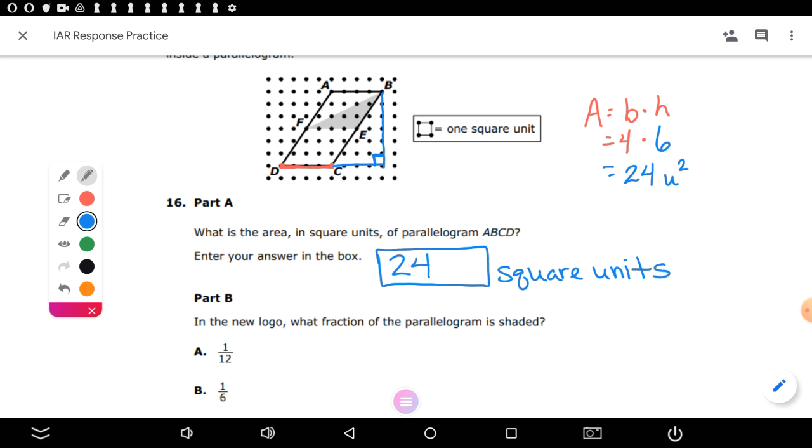I've noticed when I give you online stuff, a lot of people type in 24 square units as the answer. What do they do that is incorrect? Sadie? They type in square units when it already says square units behind it. Those are the questions I don't like, because on the IAR test, if Cooper types 24 square units into the box and it says square units right there, it'll probably mark it wrong, even though Cooper knows how to find the area of a parallelogram.